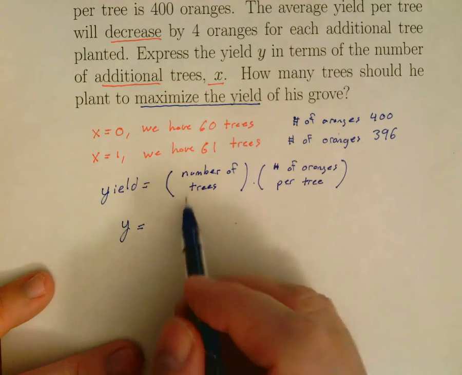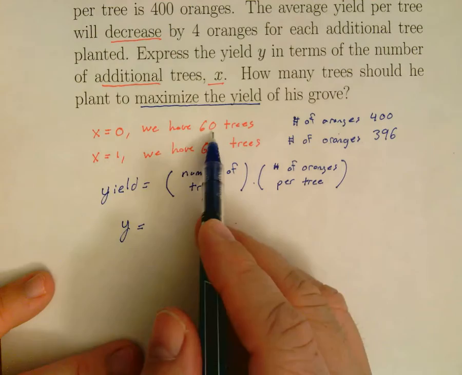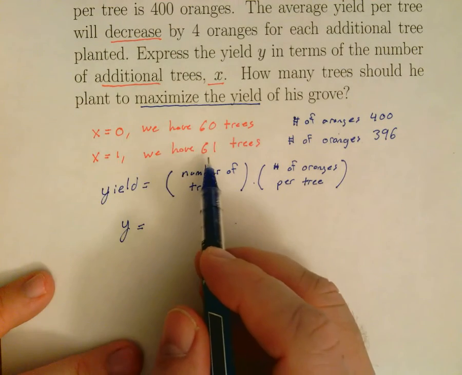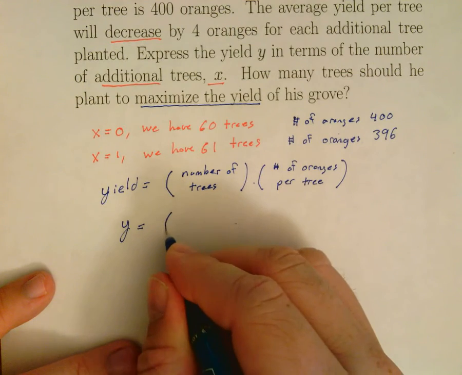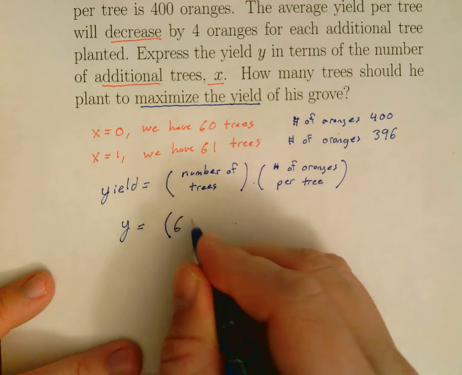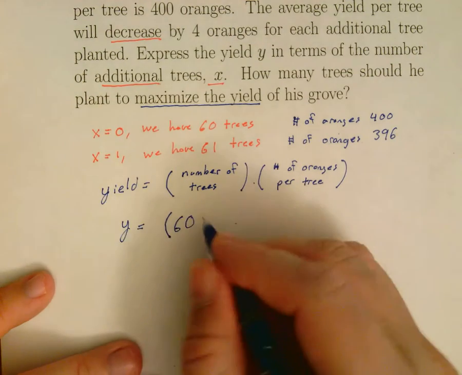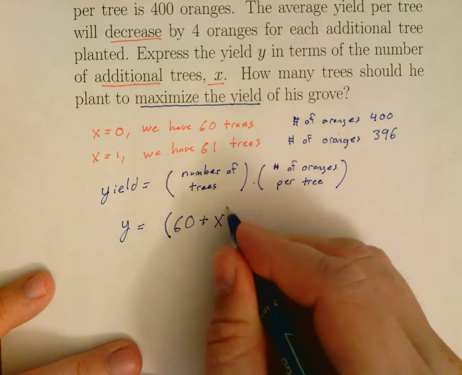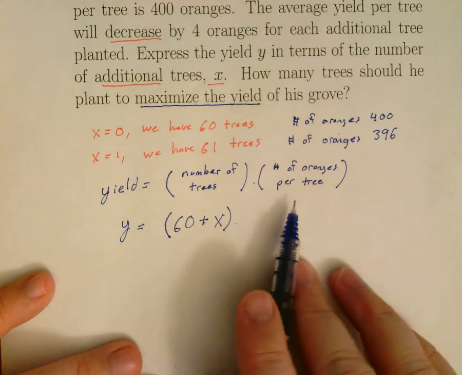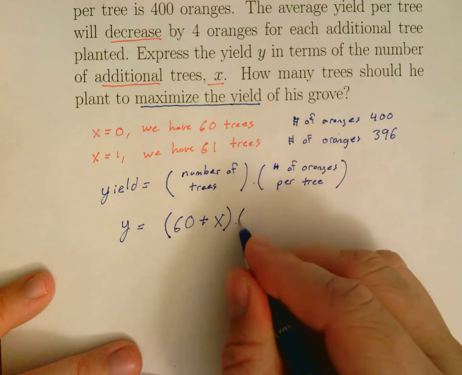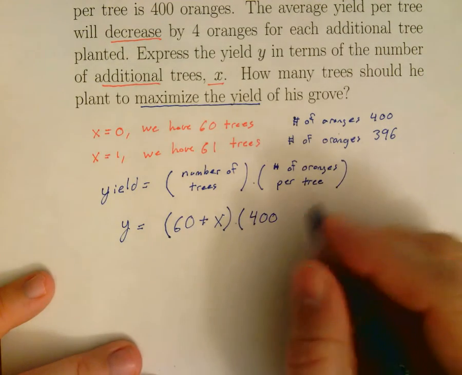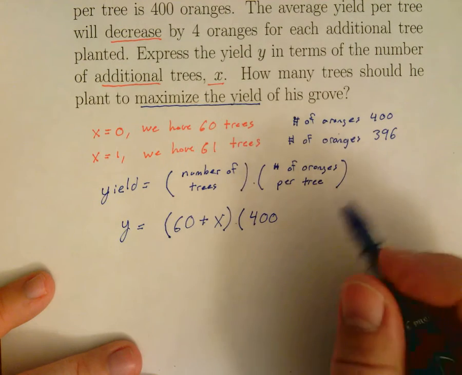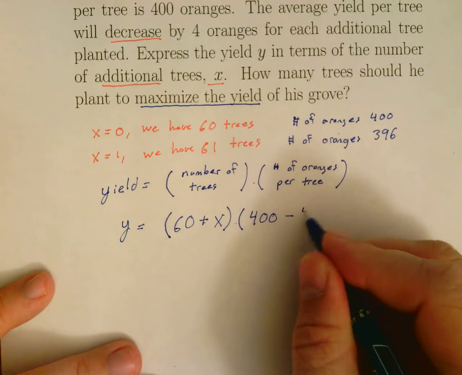Now I'm going to get the number of trees. Well, remember, if x is 0, we have 60 trees. If x is 1, we have 61 trees. If x is 2, then we have 62 trees, and so forth and so on. So the number of trees we have is, we start off with 60 trees, and then in addition, we have x number. The number of oranges per tree, remember, we start off with 400, but it decreases every time we add on a tree. So that's going to be minus 4x.